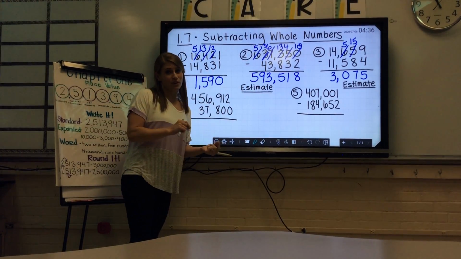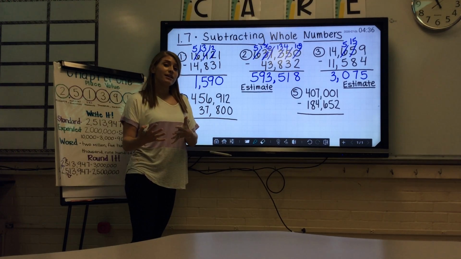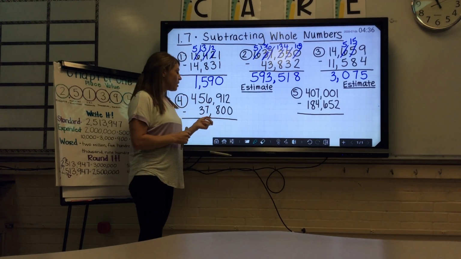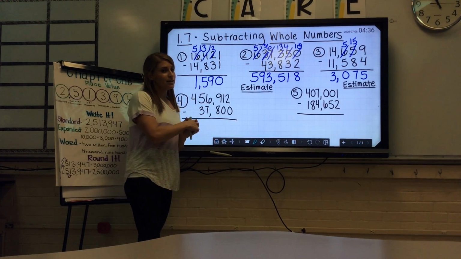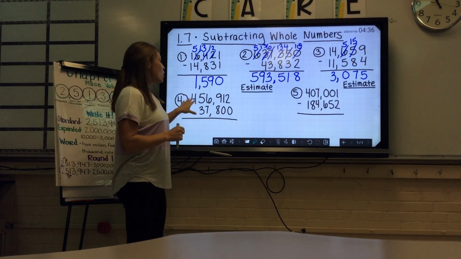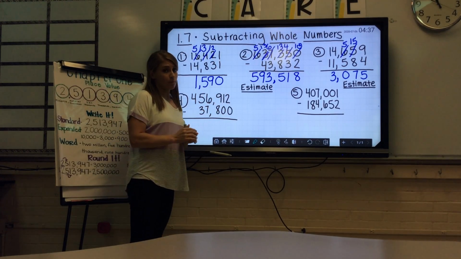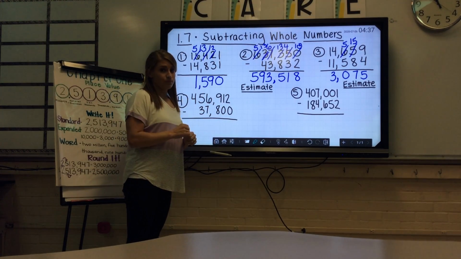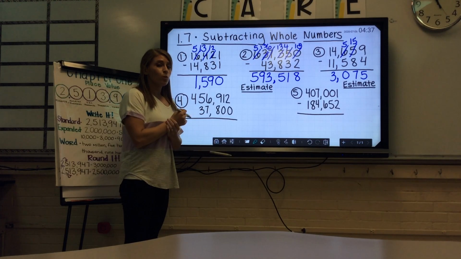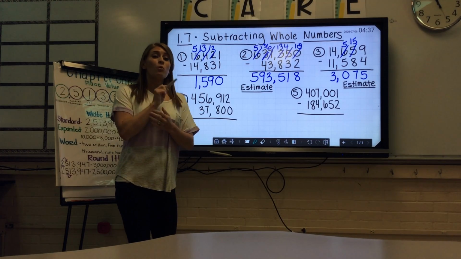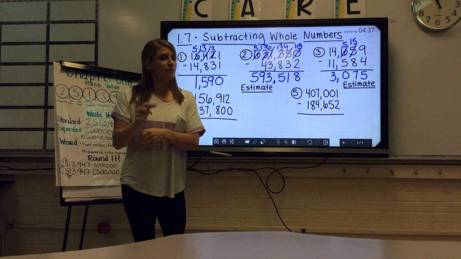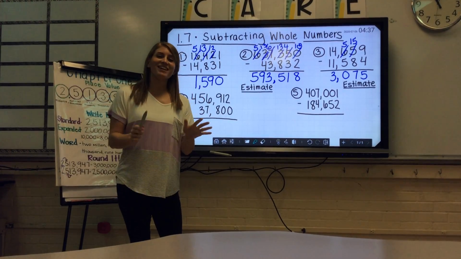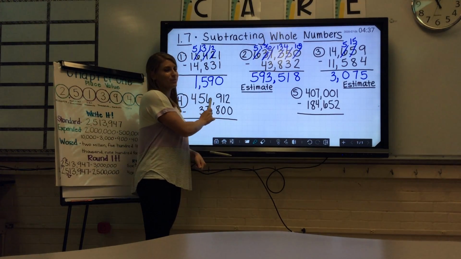Okay, now we're going to do what we did a little bit on Monday, where we're going to estimate first and then subtract. And then we're going to subtract the actual problem and get our real answer and see if they're close to each other. So let's go ahead and estimate. Remember, when we're estimating, we have to round both numbers, not just one, both of them. And we're always going to round to the what? Right. We're going to round to the highest place value unless it tells us differently. But for right now, I'm not telling you differently, so we're just going to round to that highest place value.